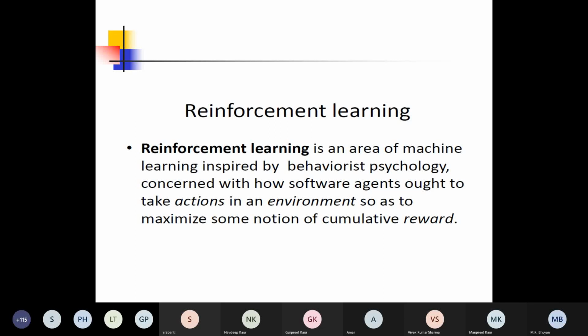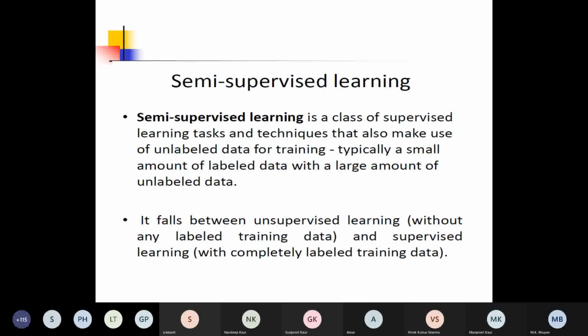Another concept is semi-supervised learning. In semi-supervised learning, we have a small amount of labeled data. By using this small amount of labeled data, we can do the supervised training. And we also have a large amount of unlabeled data. For the unlabeled data, we have to consider clustering techniques. So for the small amount of labeled data, we can apply supervised training algorithms. But we have a large amount of unlabeled data, so for this we can consider unsupervised clustering. That is the concept of semi-supervised learning.